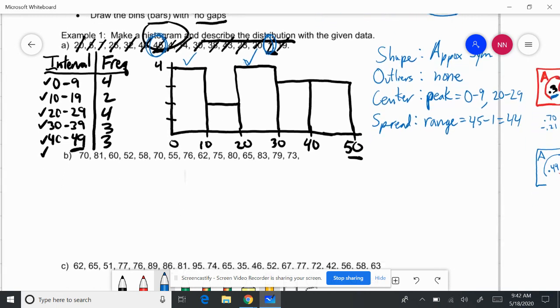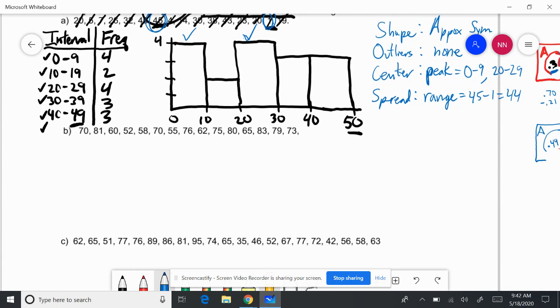Let's look at letter B. With letter B, we want to find our least value. So our least value is 52. Then what we're going to do is find our greatest value, which is 83. Now, I'm not going to go by tens this time because 50, 60, 70, 80 is only 4 bins. I want 5. So I'm going to go by 5s.